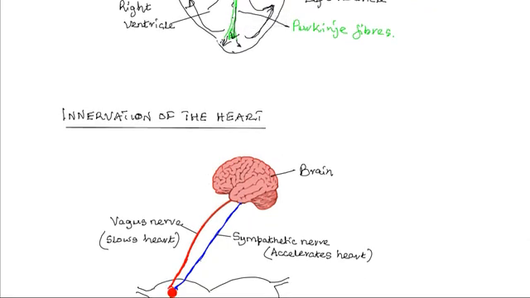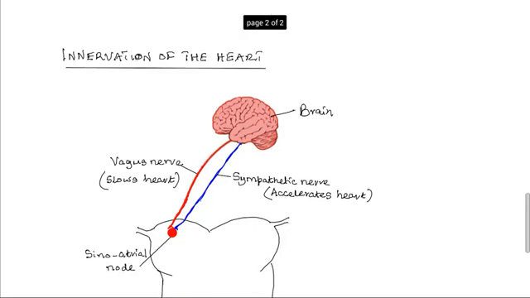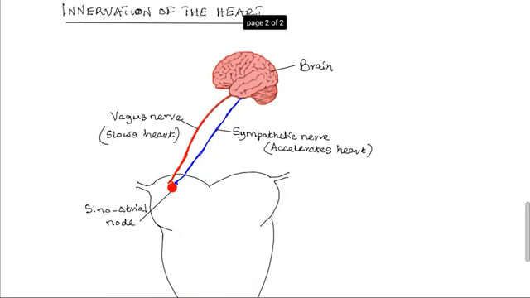There is the vagus nerve and the sympathetic nerves that are connected to the sinoatrial node. The vagus nerve supplies impulses to the sinoatrial node, which serve to slow down the heartbeat. Like when one is asleep, the rate of heartbeat is slowed down, and this stimulation comes from the brain.